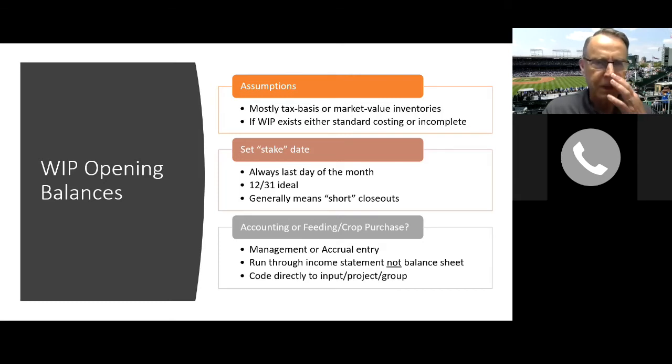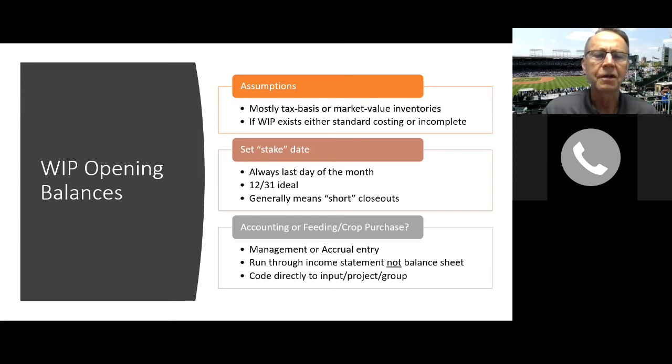One of the challenges in agriculture is that most operations, except the largest, have either a tax basis or market value inventories. If it's tax basis inventory, there's no work in process on the balance sheet. So that's a blank slate. If they have market value inventories, those are probably some arbitrary values, but it is something that you have to work from.